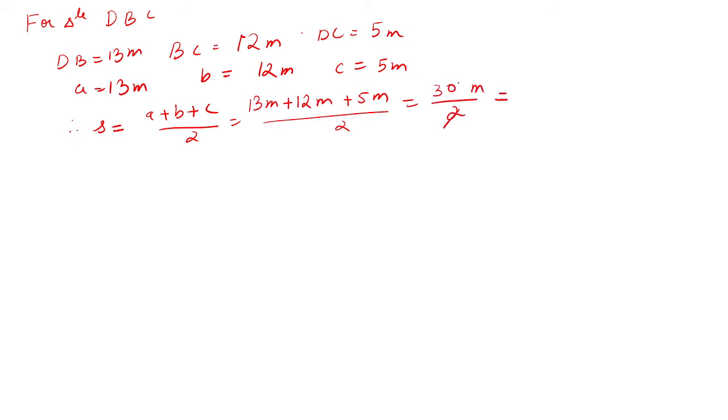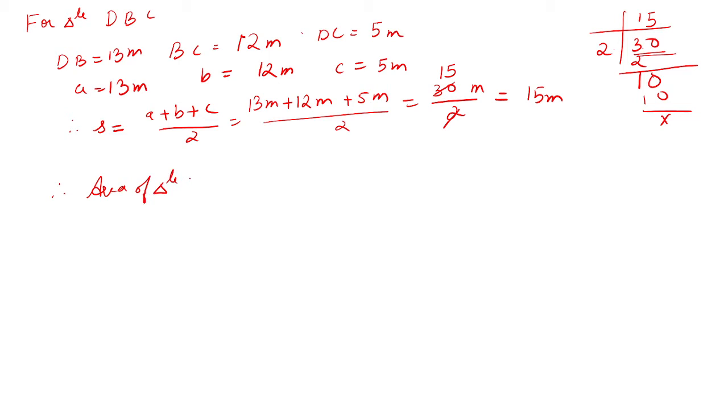So 2 ones, 2 15s, okay? So 15 meter. If you don't know the multiplication, do the division method. 2 ones are 2. So you're left with 1, 0. 2 5s are 10. So 2 into 15 will give you 30. Therefore, the area of triangle DBC is, using Heron's formula, root of S into S minus A, S minus B, and S minus C.